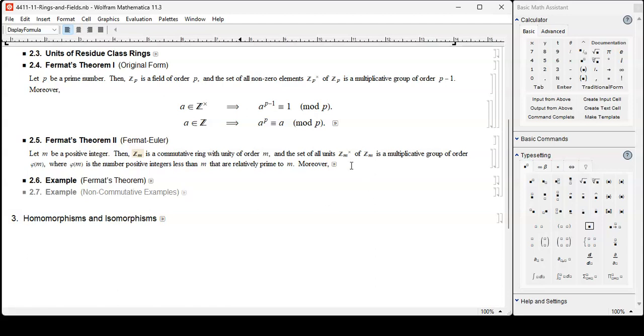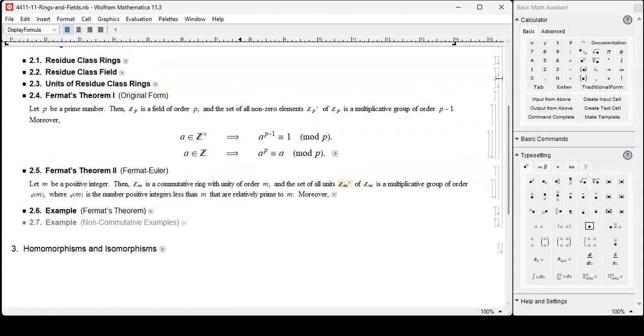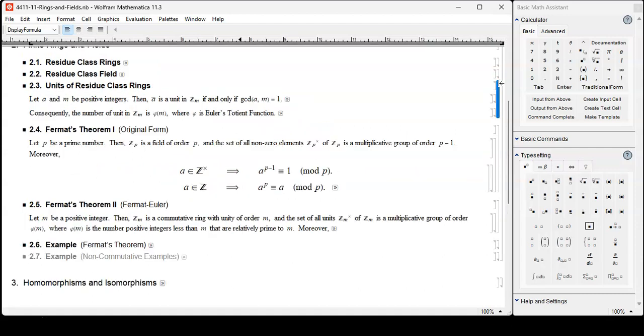But we can consider Zm star nonetheless, the set of all units. And Zm is just a commutative ring with unity, not a field, not an integral domain in general. So the order of Zm star is not m minus 1 in general. You actually have to count the appropriate elements. And what are the appropriate elements? The units. Remember that? We proved it in 2.3. A bar is a unit if and only if the greatest common divisor of A and m is 1, or A and m are relatively prime.